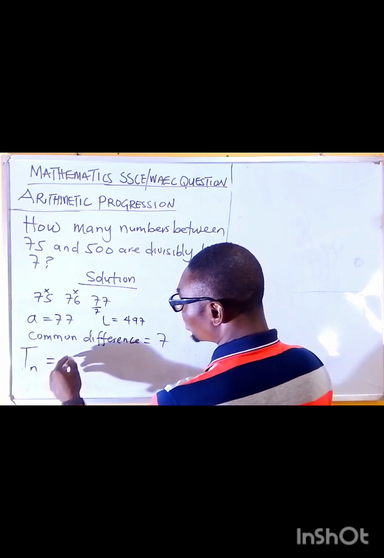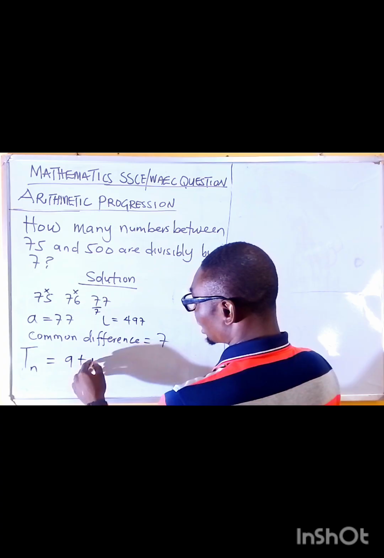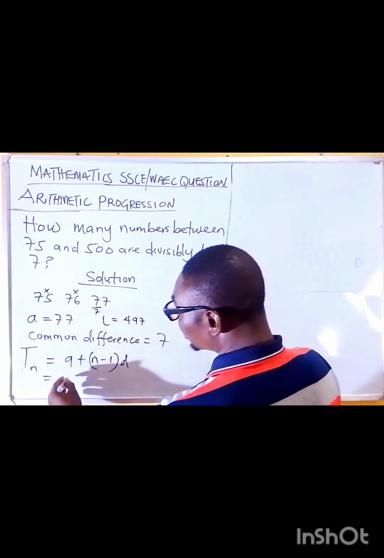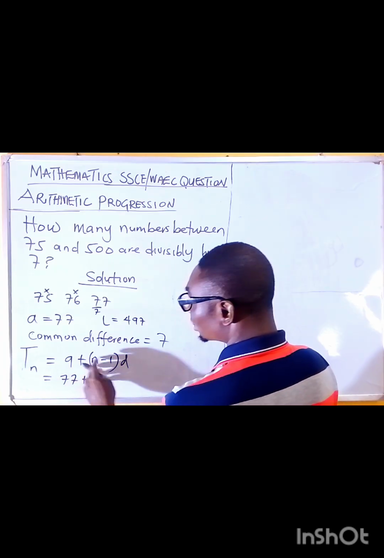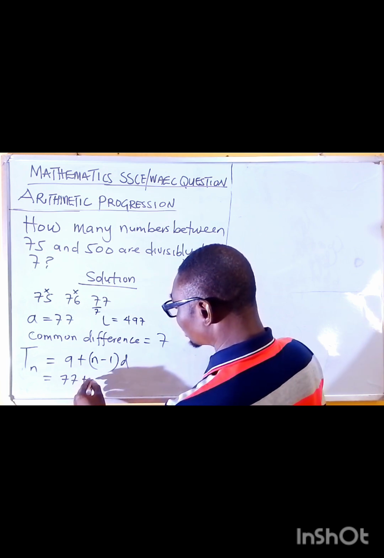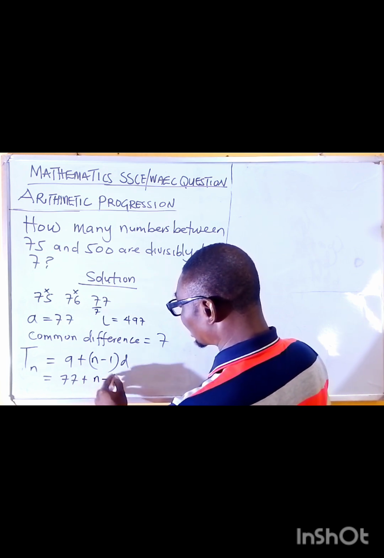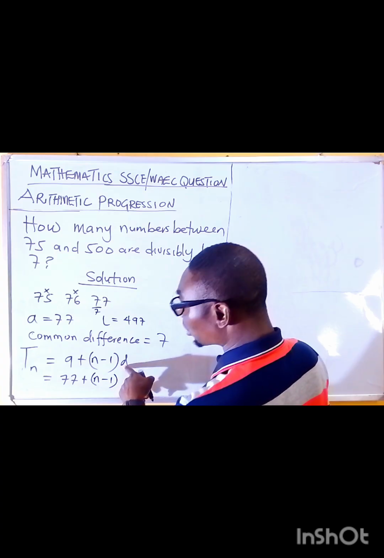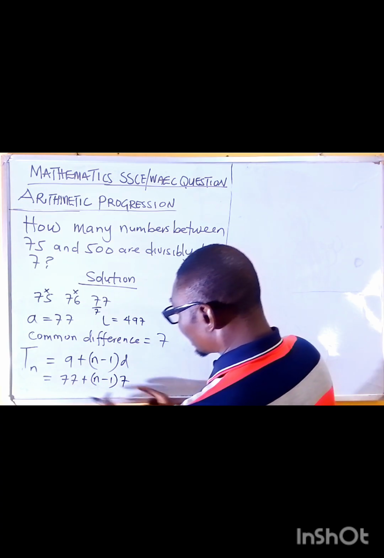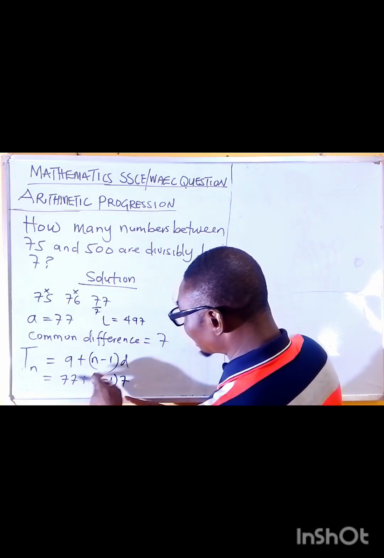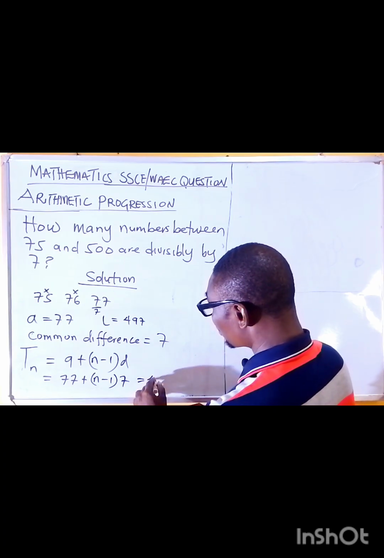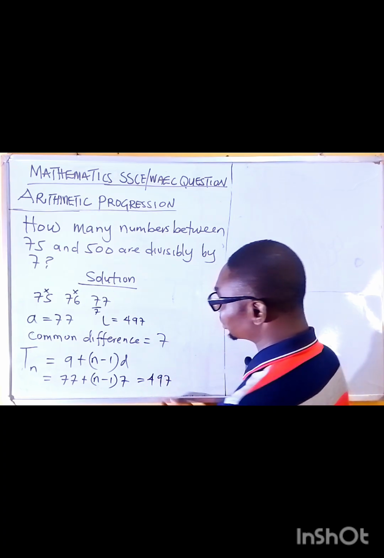So here, to find the number of terms, the nth term, t n, is equal to, by our formula, a plus n minus 1 d. Therefore, our a now we know is 77 plus n minus 1, the number of terms we don't know, into our common difference, which is 7. So at this point, we open up the bracket. Now, 77 plus n minus 1 into 7 is equal to 497, which is the last term.